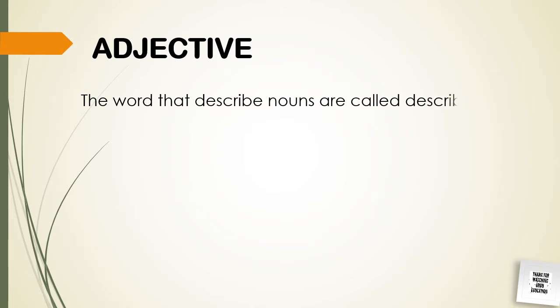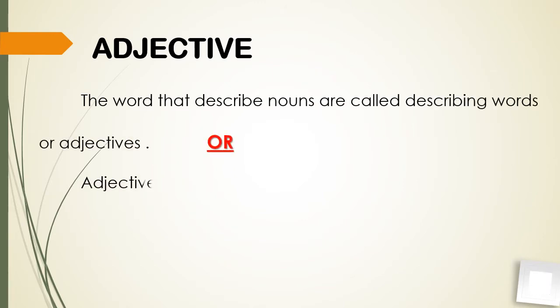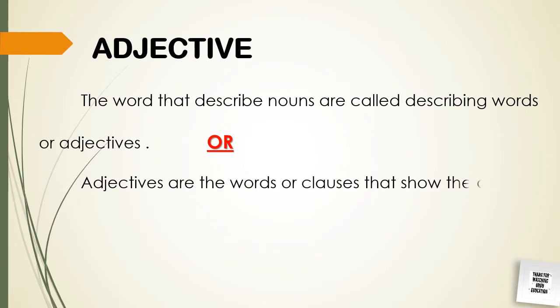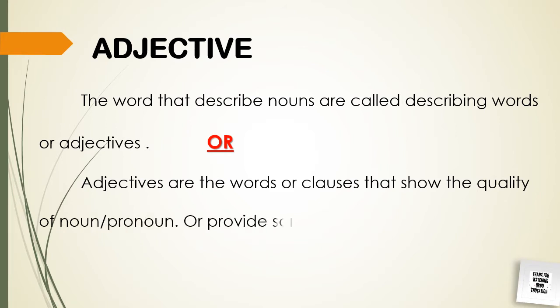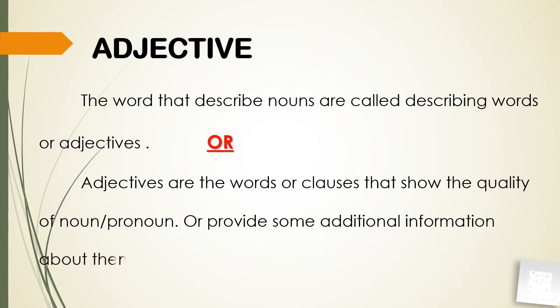In this video, we are going to learn basic information about adjectives. Now, what is an adjective? Adjectives are good and bad qualities of nouns. That is, the words that describe nouns are describing words, or adjectives. We will see some examples here.